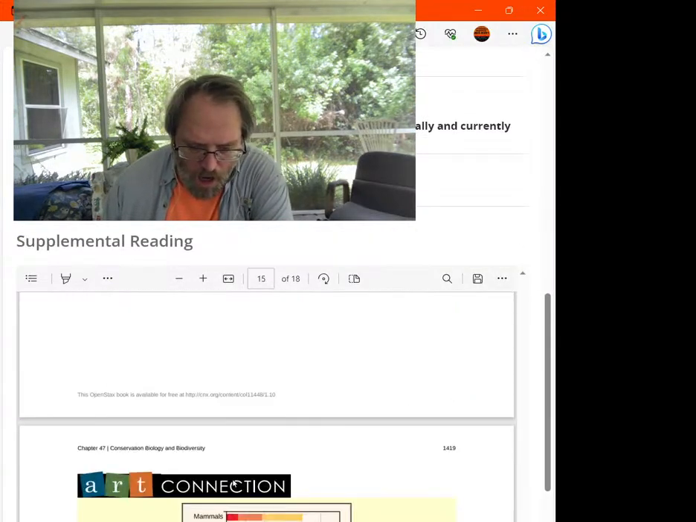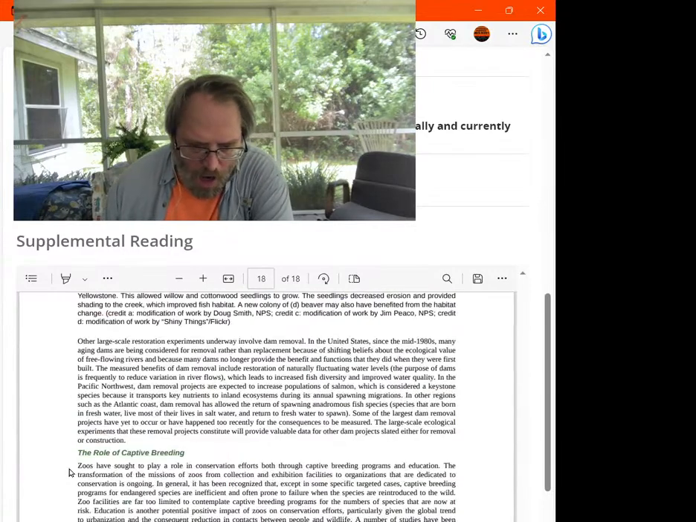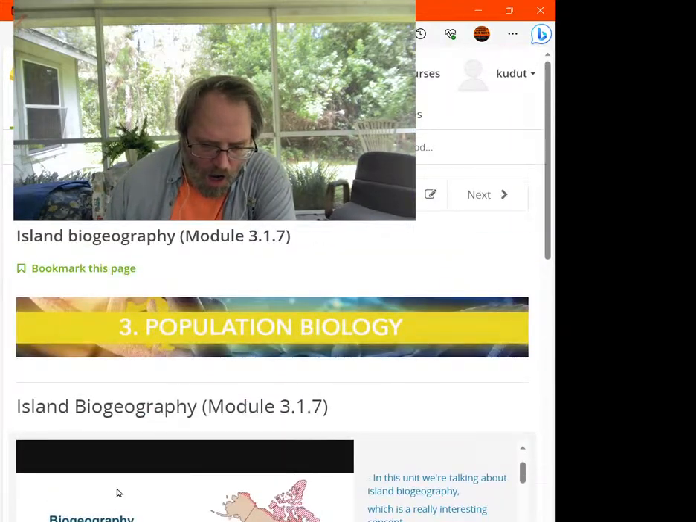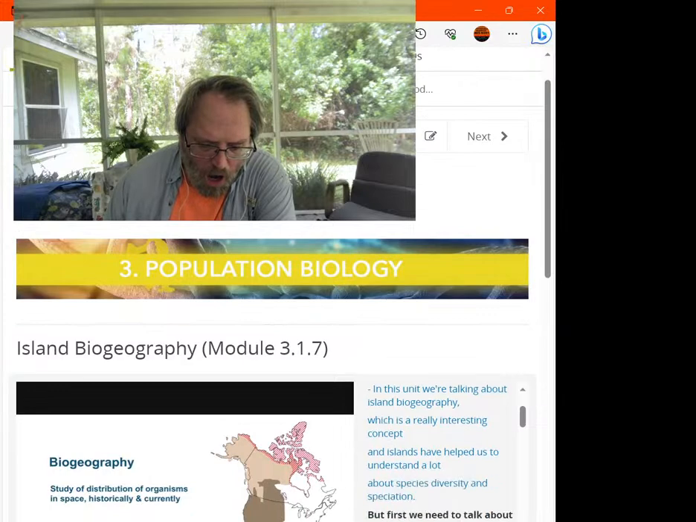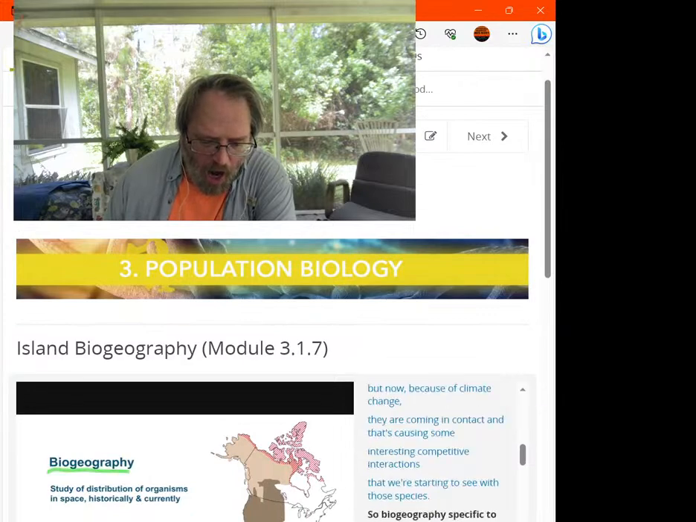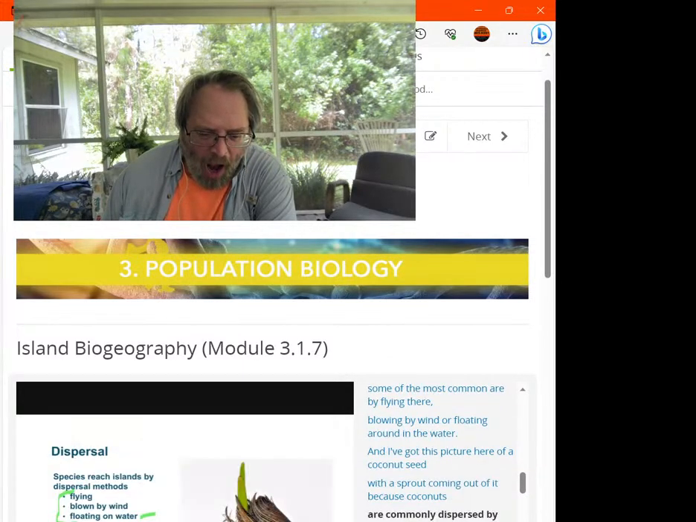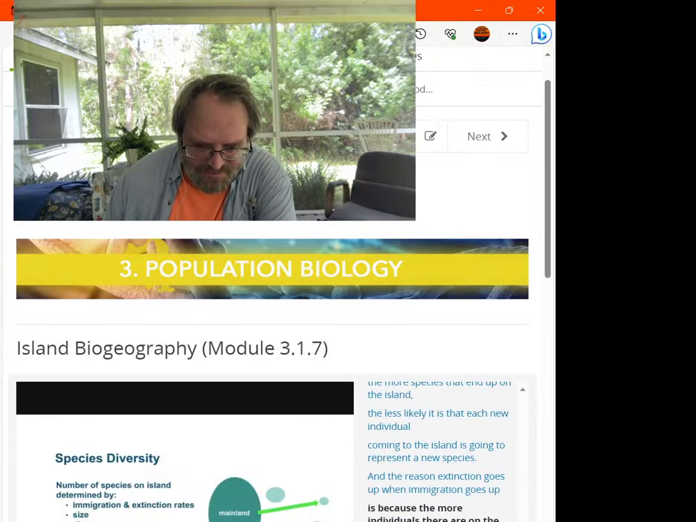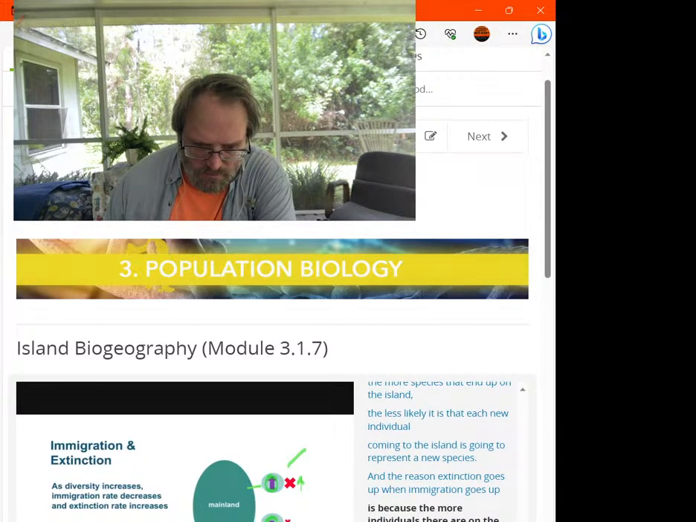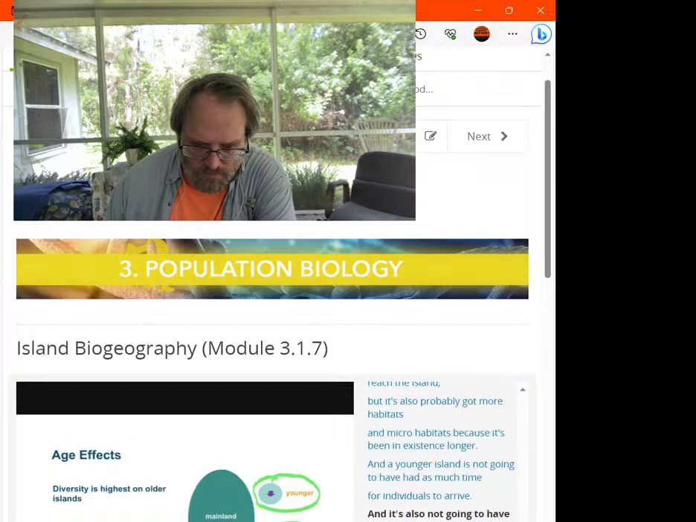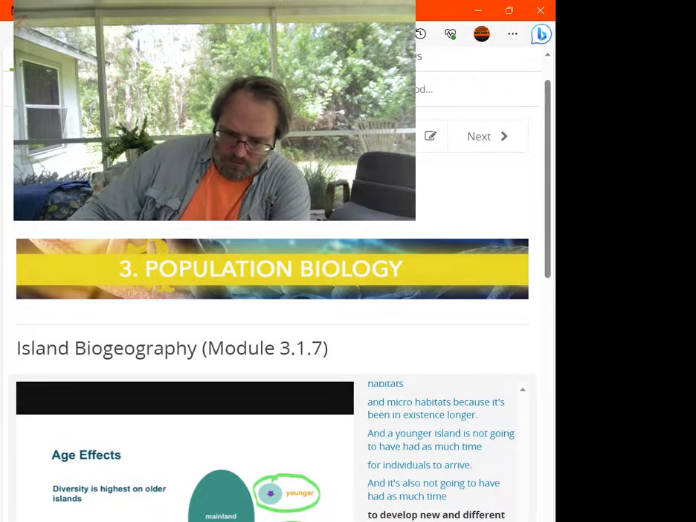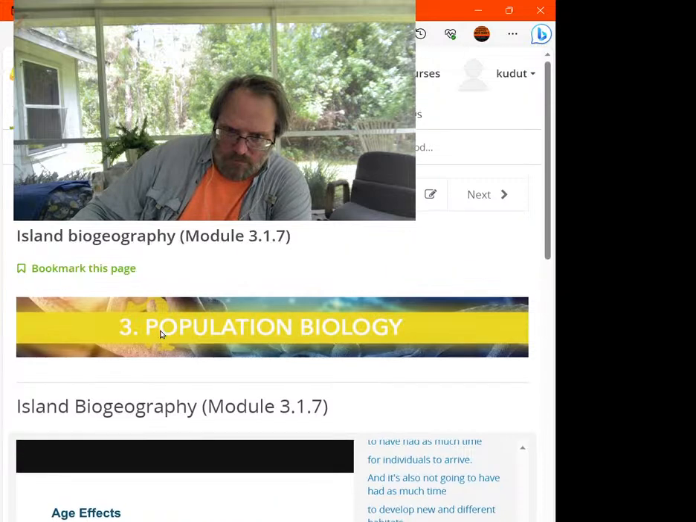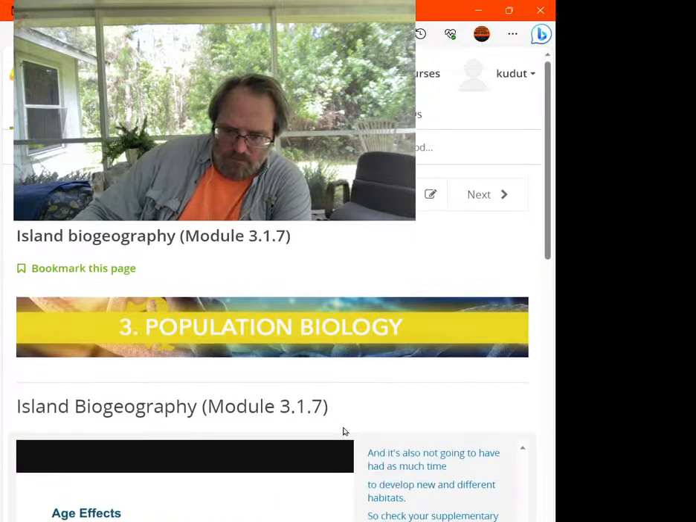In this unit, we're talking about island biogeography, which is a really interesting concept, and islands have helped us to understand a lot about species diversity and speciation. But first, we need to talk about biogeography. The more individuals there are on the island, the more species, and the older islands have had more time to develop new and different habitats. So check your supplementary readings for more details about the area, distance, and age effects on island biodiversity.